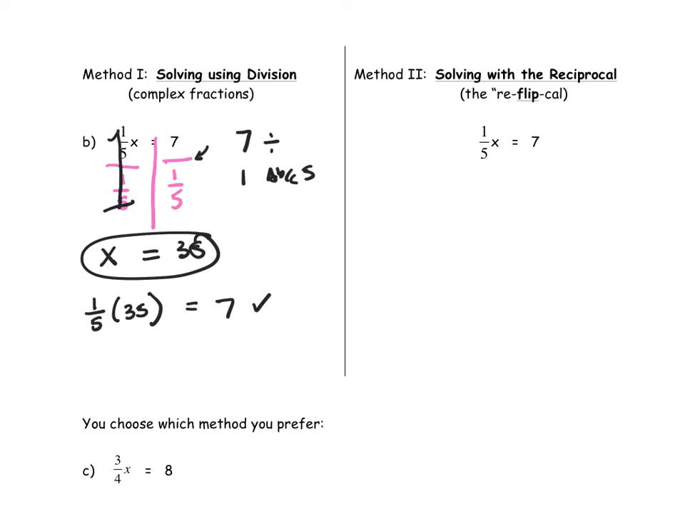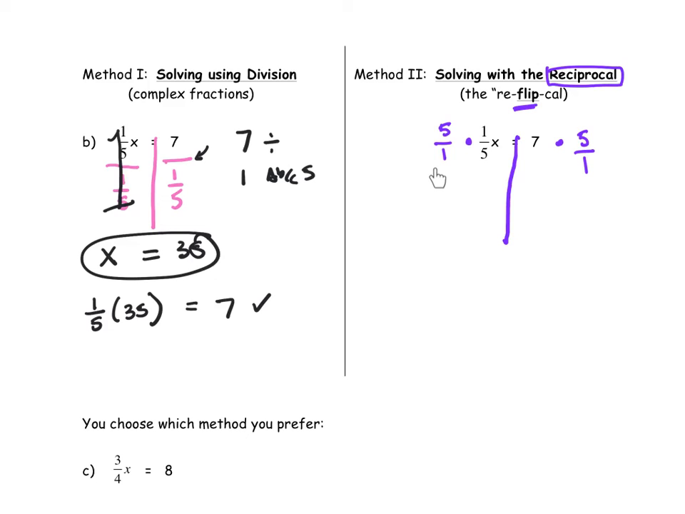So let's now do exactly the same problem. We know what answer we're going to get, but let's see what it looks like when we do it the reciprocal way. So we build the wall. The fraction we're working with is 1/5 x, so I'm going to multiply by the reciprocal. So I'm going to flip whatever fraction they give me. In this case, it's 1 over 5, so I'm going to make it 5 over 1. And I'm going to do exactly the same thing on the other side. I'm going to multiply by 5 over 1.